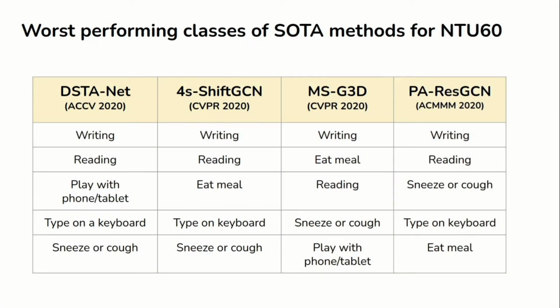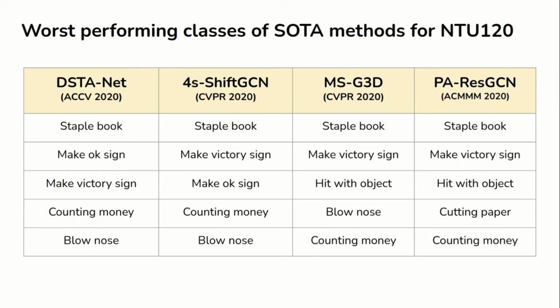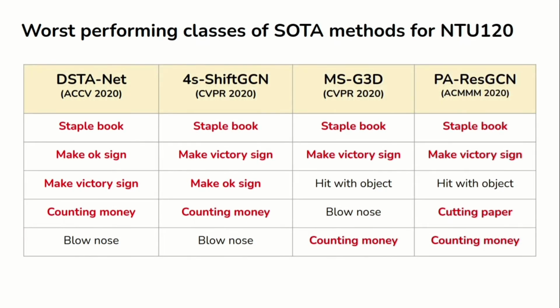The performance analysis of different state-of-the-art methods on this dataset also reveals a similar issue with the existing datasets. This table shows the worst performing classes of different state-of-the-art approaches on the NTU60 dataset. We can see that most of the worst performing classes involve finger level movement such as type on keyboard, eat meal, etc. A similar trend can be observed when we analyze the worst performing classes of state-of-the-art methods on the NTU120 dataset. Here also, most of the worst performing classes involve finger level movements such as make OK sign, staple book, etc.